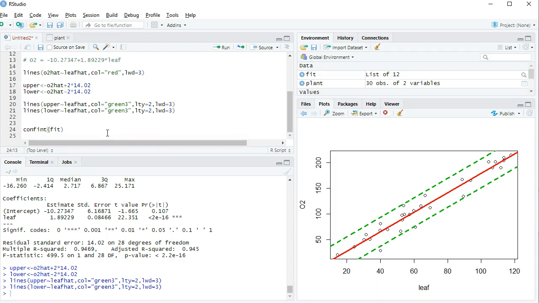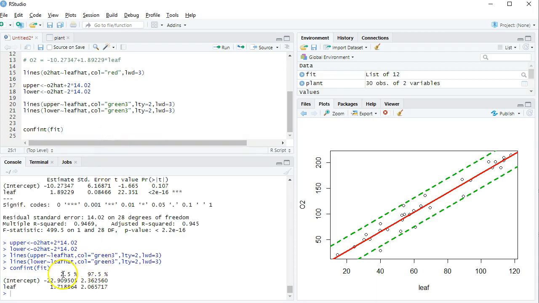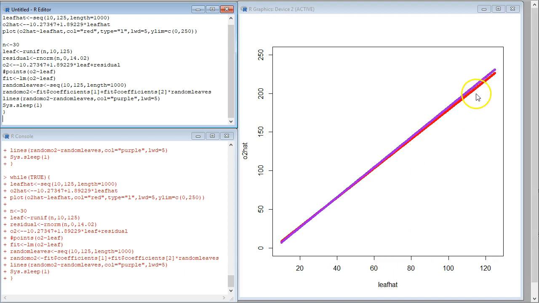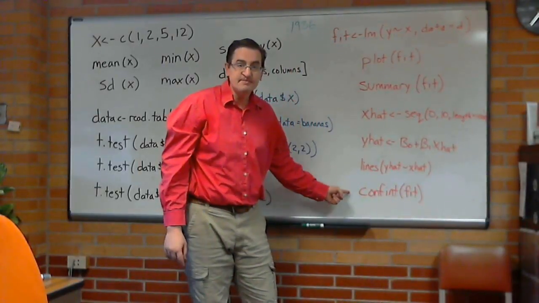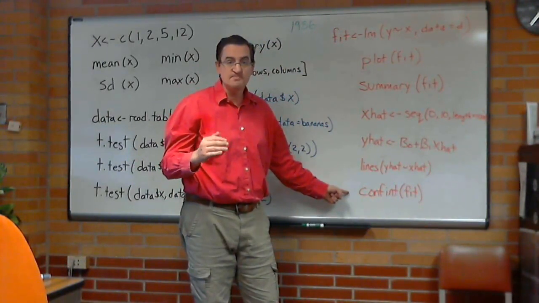When you run this command, it will tell you a confidence interval for the y-intercept, which we don't care about. Here is a confidence interval for the slope, and that we do care about. That slope could be as low as 1.71 or as high as 2.06. In other words, that's how steep or less steep that slope could be due to just randomness that we see in the data.